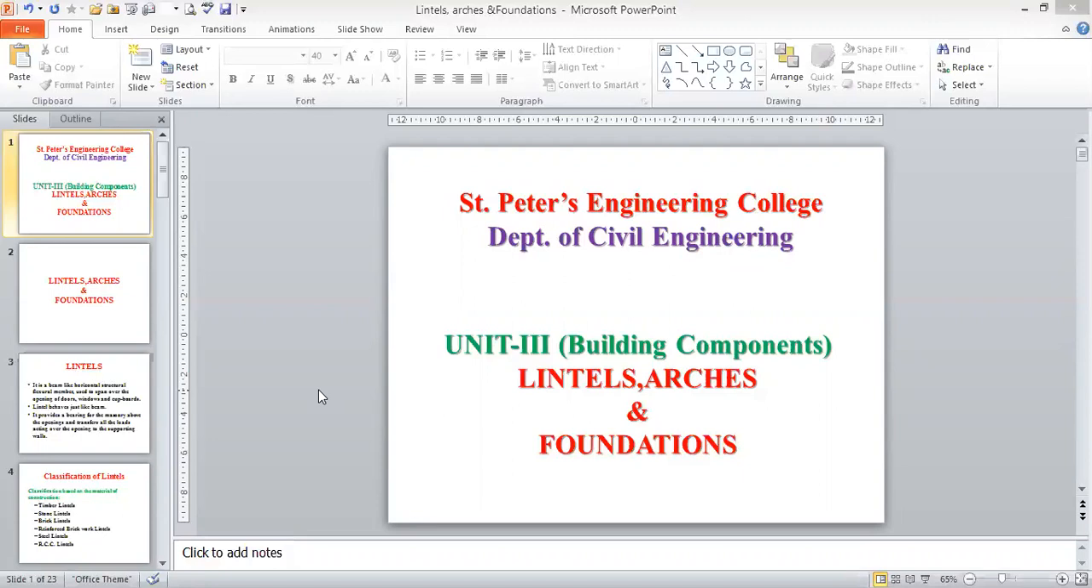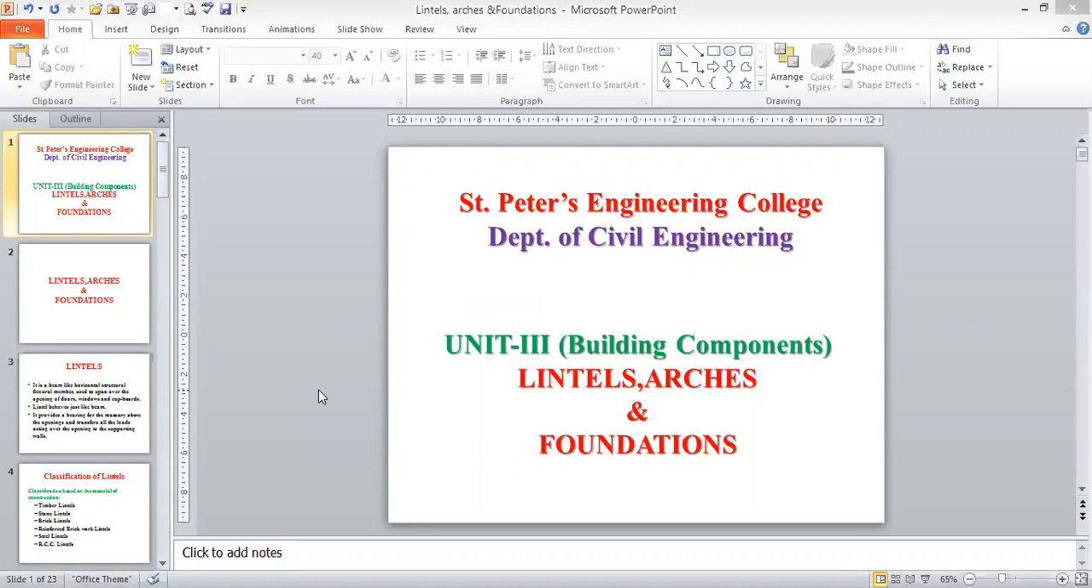But in today's class we are going to be discussing what a lintel is, the different types of lintels, and the objectives of lintels, why we have to provide them. Similarly, what is meant by an arch, and where we are going to be using arches. Then we go to the foundation: what the objectives of the foundation are and the different types of foundations we use for various constructions. First we go to the lintel.